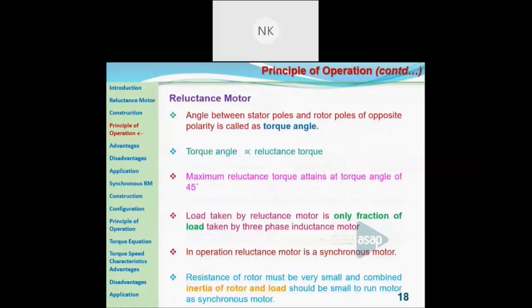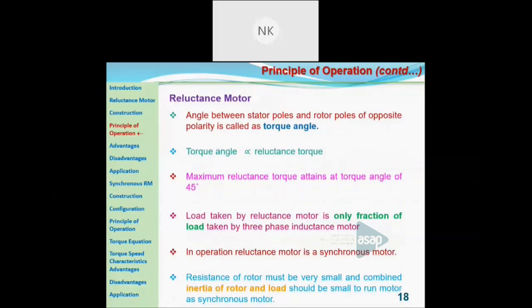So there will be an angle between the stator poles and rotor poles, and that is known as the torque angle or the load angle. And the torque angle is proportional to the reluctance torque. And the maximum reluctance torque possible is at an angle of 45 degrees. And the load taken by the reluctance motor is only a fraction of the load taken by the 3-phase induction motor.